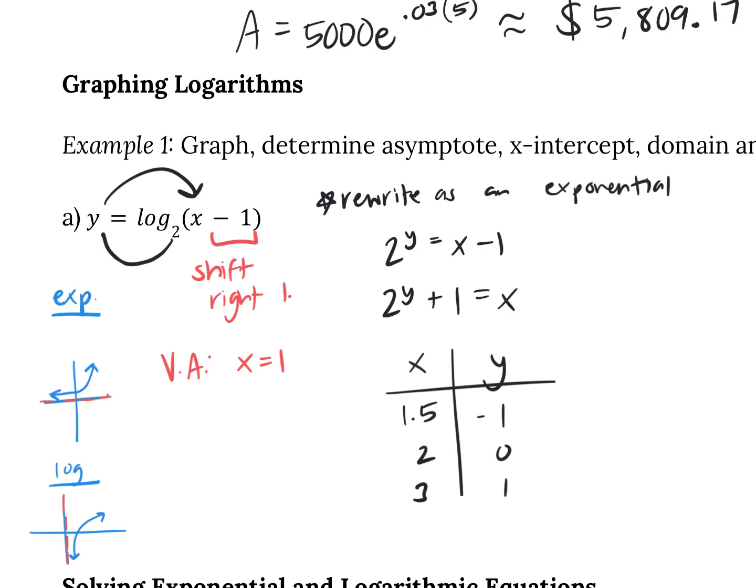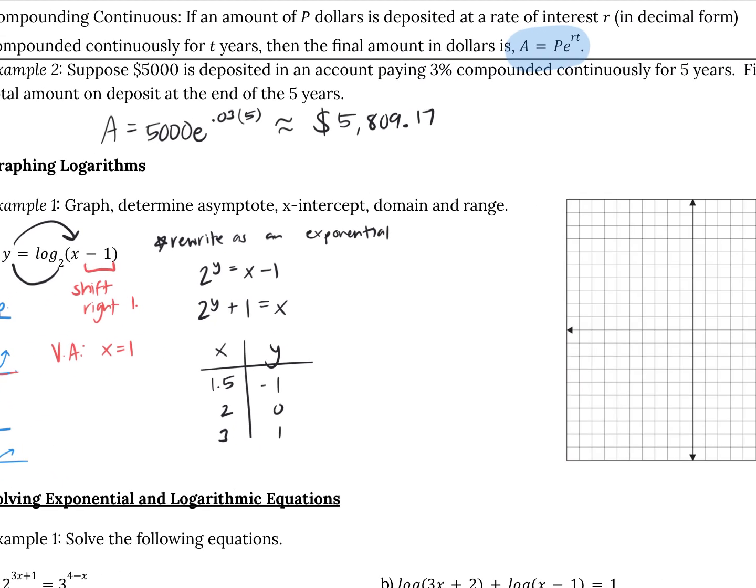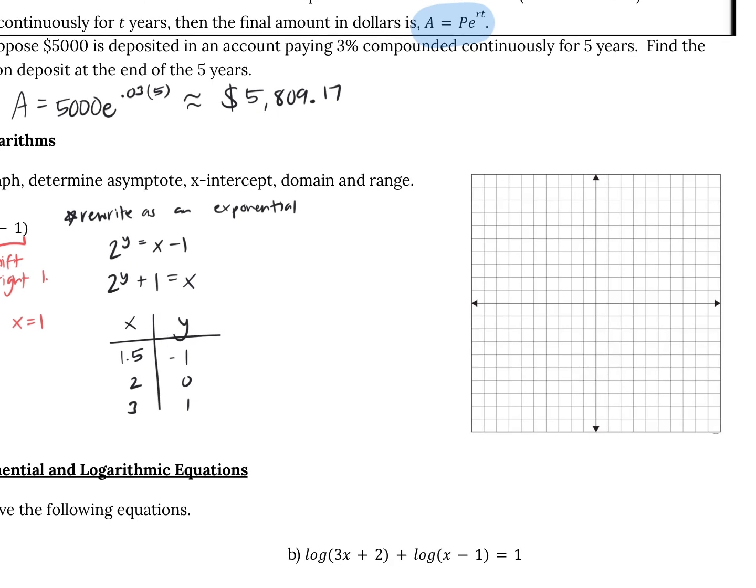Because I already know the general shape of what's going to happen, as long as I've got a few points, I can graph this pretty easily. So on our graph, I'm going to draw my vertical asymptote at 1. Again, dotted lines for your vertical and horizontal asymptote. And then I'm just going to plot those points. So I've got (1.5, -1), (2, 0), and (3, 1). I know that it's going to approach that vertical asymptote, but it won't cross it. And then I know it's increasing at that rate to the right.